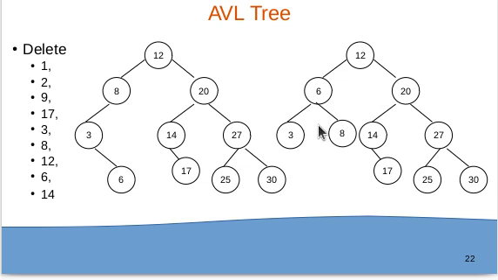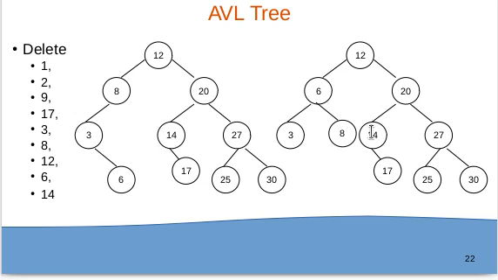So this is 6 here, first left rotation, then right rotation. So 6 will be here, then the left child of 6 is 3, the right child of 6 is 8. Now we want to delete 17. So 17 is here, so it has no child, so we can delete it as it is.